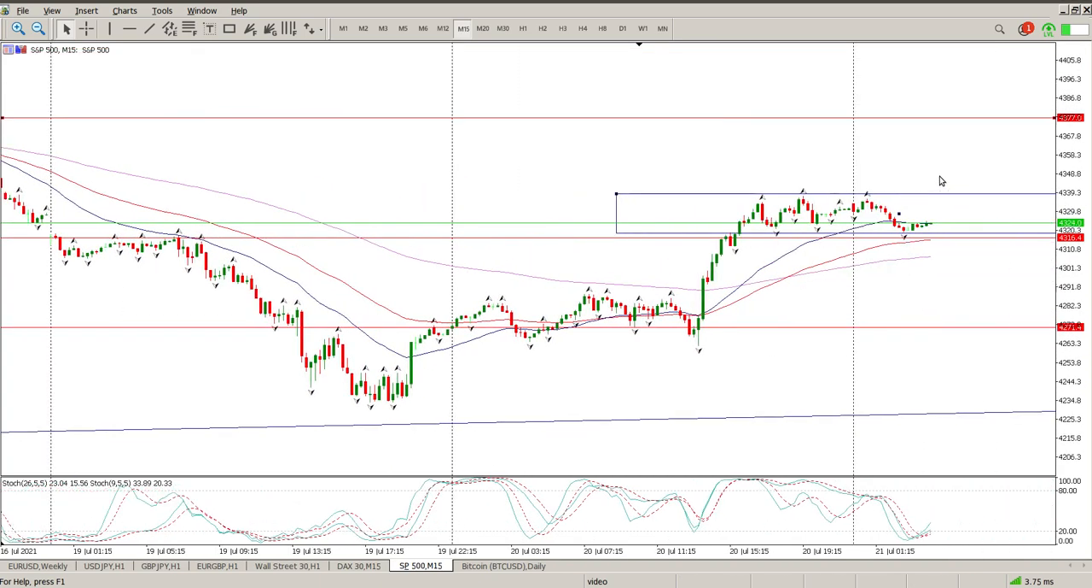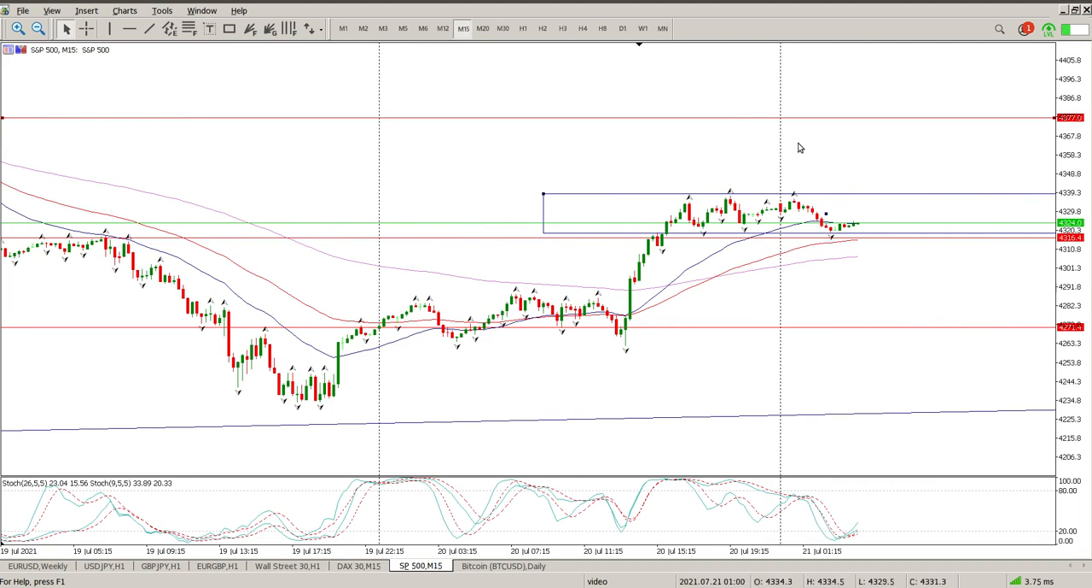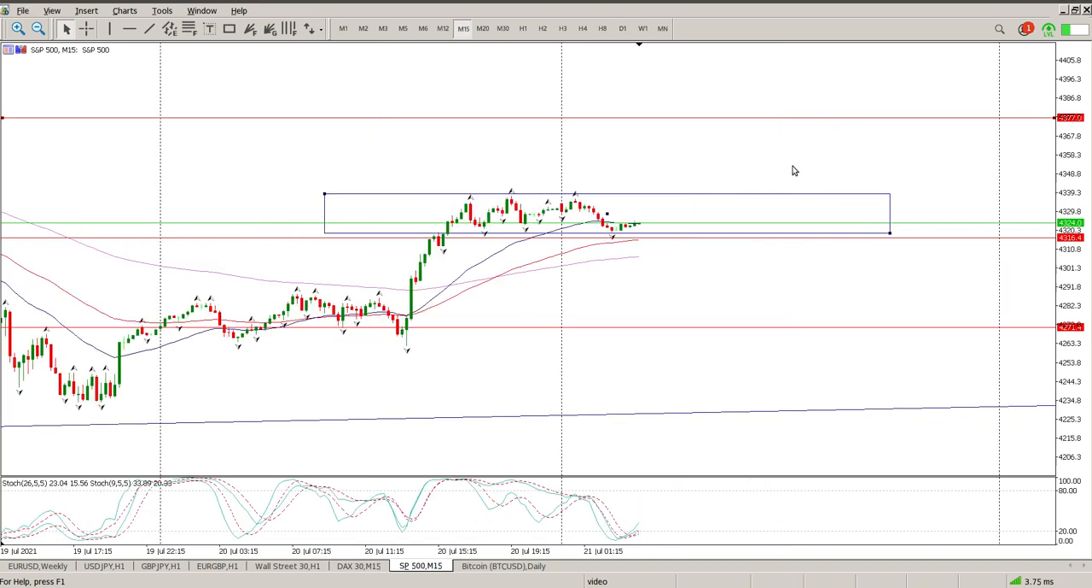So those are the two trades on offer at the moment, and if you look at the distance between that level in the range and this level, it's almost in the middle as well. So that's kind of my view at the moment.